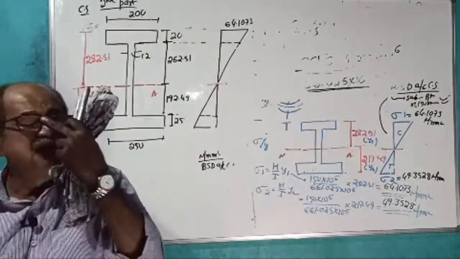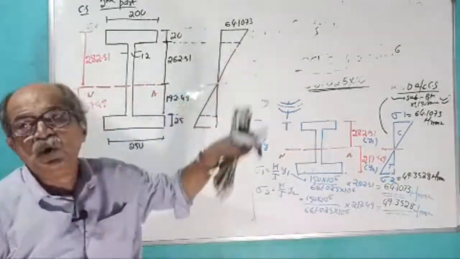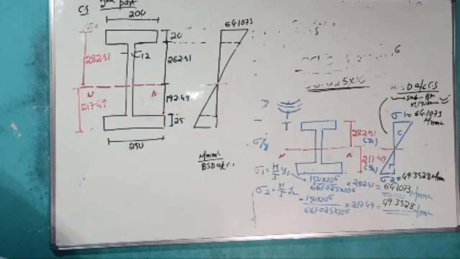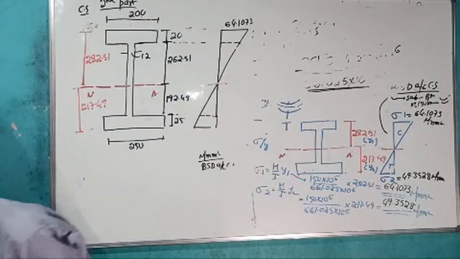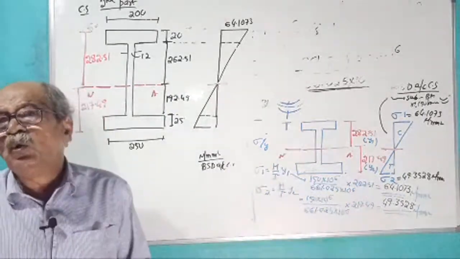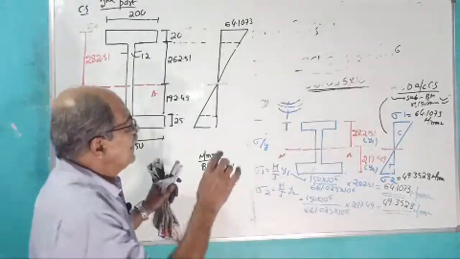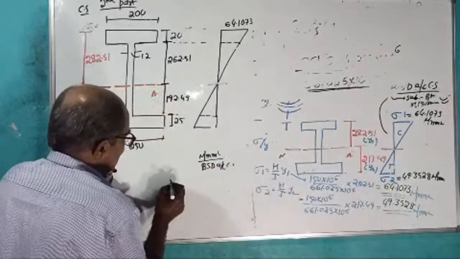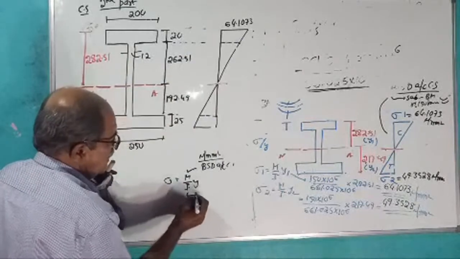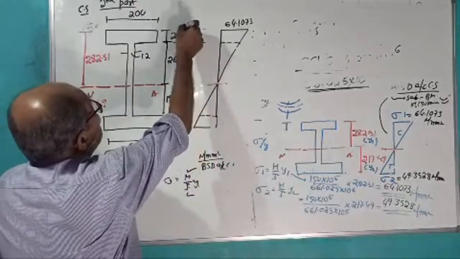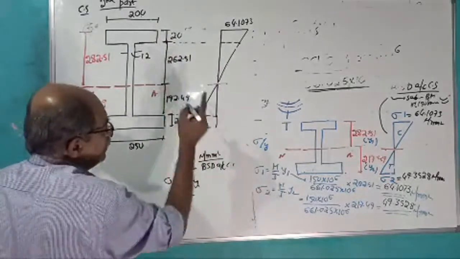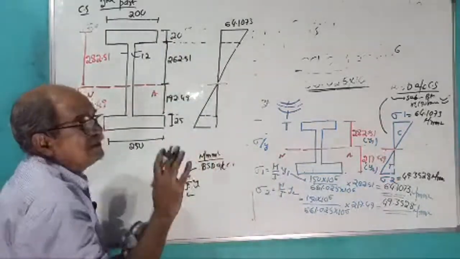First, if I want stress here, substitute y equal to 262.51. Either you use the bending equation, sigma equal to M by I into y, where M is known and I is known. For the extreme fiber, you put y equal to 262.51. You write a note.